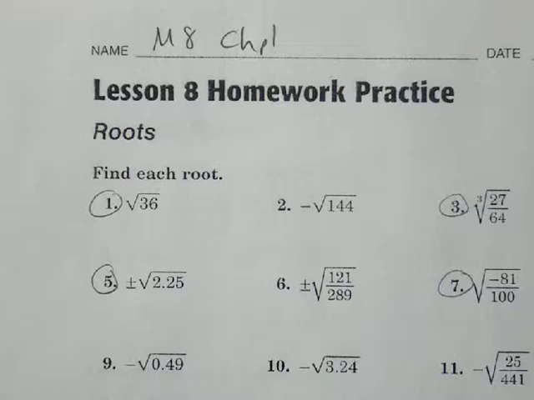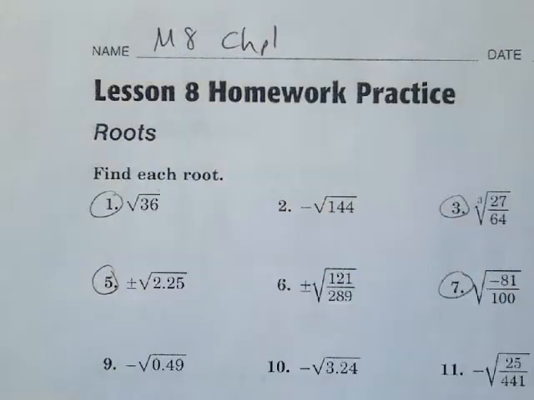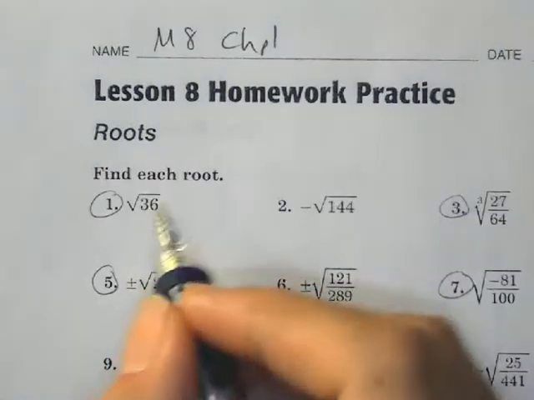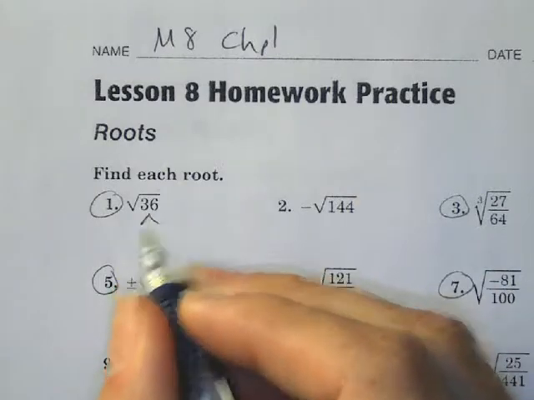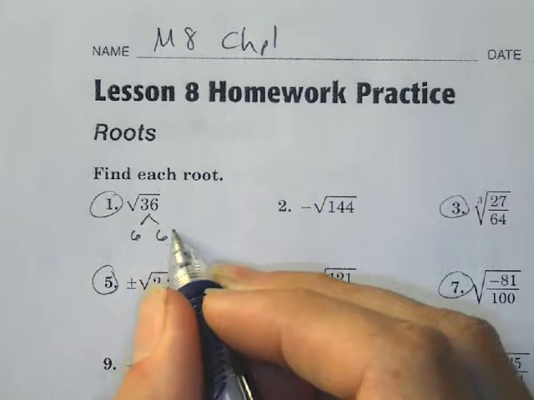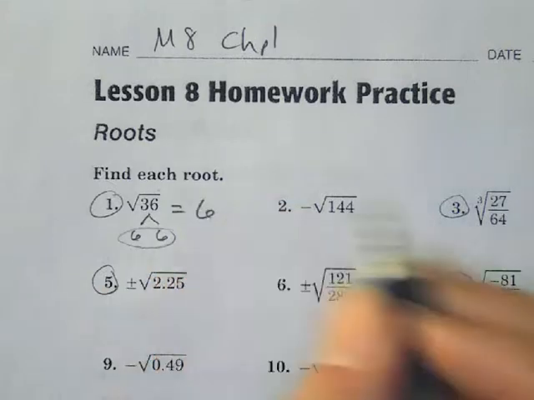All right, this is Math 8, Chapter 1, Lesson 8, working on some roots here. We're looking for two factors that multiply together to get the number beneath the radical sign. So in this first case, 36 can be broken up into 6 times 6. Because those match, we would say the square root of 36 is equal to 6.